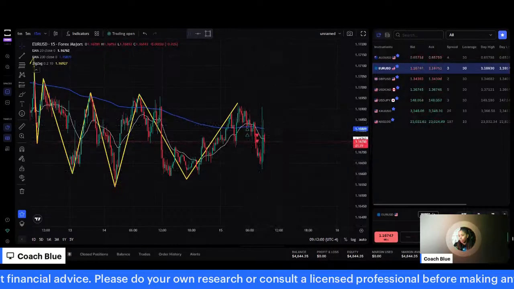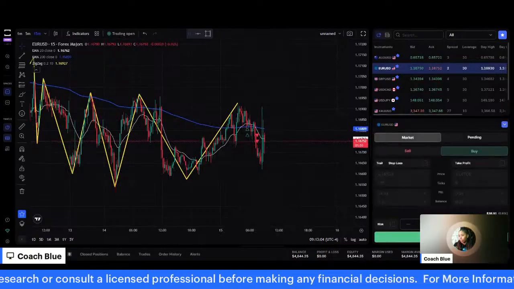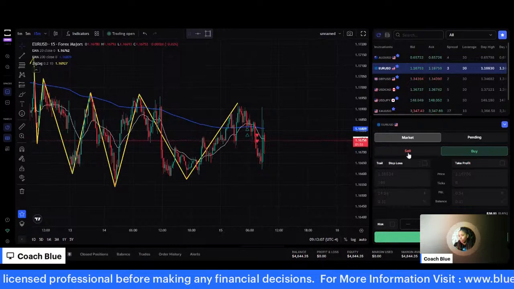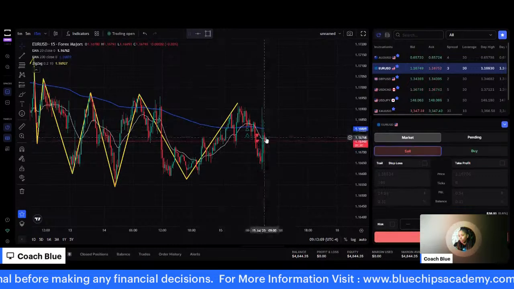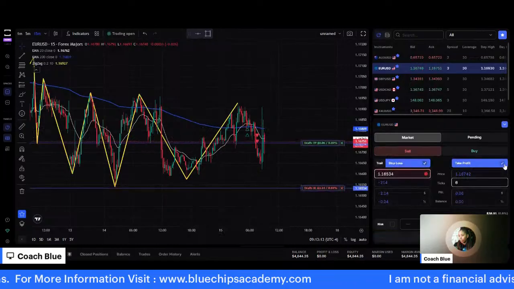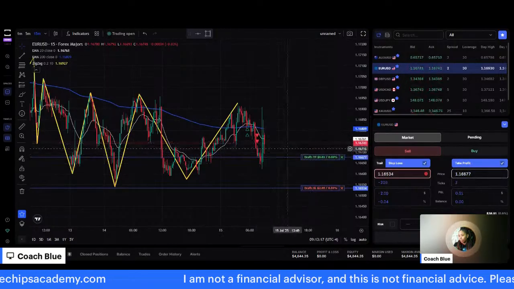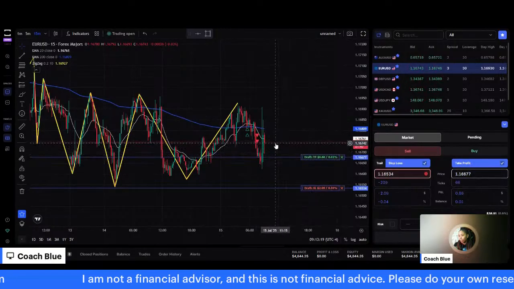But let's just say, let me pull up my calculator. So I'm coming over here to the right, clicking on the arrow. I'm clicking sell, because that's what I'm looking for, a sell. I click stop loss, I click take profit. Remember the example: this little dotted line right here is current price.